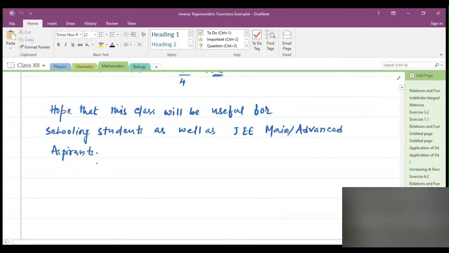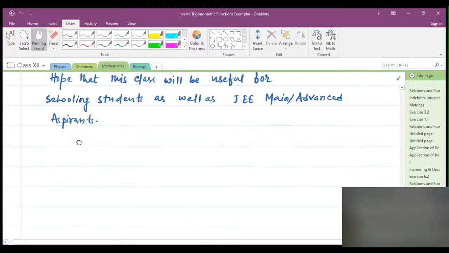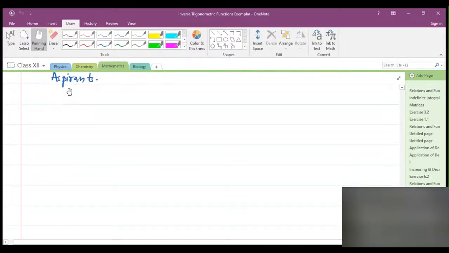In this class, I am going to solve the questions of NCERT Exemplar problems, question number 18 and 19. And after that, some objective questions. Let's see the question number 18. In the last class, I have solved up to question number 17.